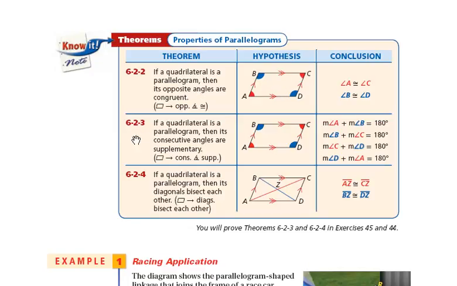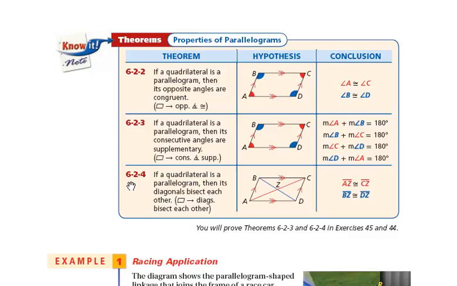Theorem 6.2.3: if we have a parallelogram, then its consecutive angles are supplementary. Remember, supplementary means we add the angles and it's going to equal 180. So this is a nice theorem saying that if we take angle A and B, for example, and add those up, we're going to equal 180 degrees. In the same way, angle B plus angle C will equal 180 as well.